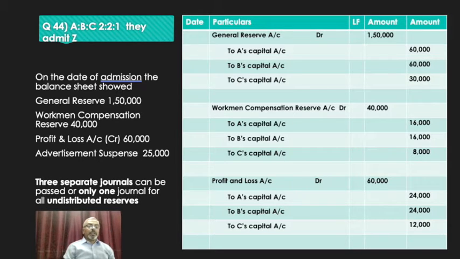Now, you can also see that the profit and loss shows a credit balance of 60,000. That means there is an accumulated undistributed profit on the date of admission which should be distributed among the old partners in the old ratio 2:2:1. So let us do the journal entry for that. Profit and loss account debit 60,000. Divide 60,000 by 5, you get 12,000. Therefore, C's share is 12,000 and A and B's share is 24,000. Why? Because the profit sharing ratio is 2:2:1. So, profit and loss account debit 60,000, to A's capital 24,000, to B's capital 24,000, to C's capital 12,000.